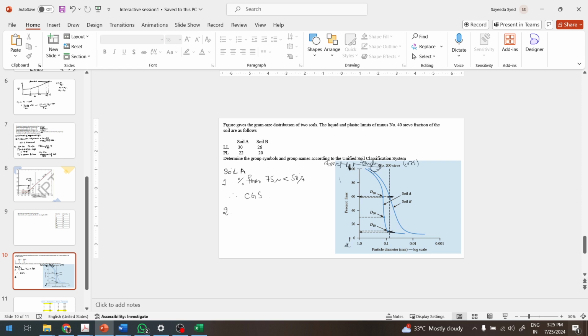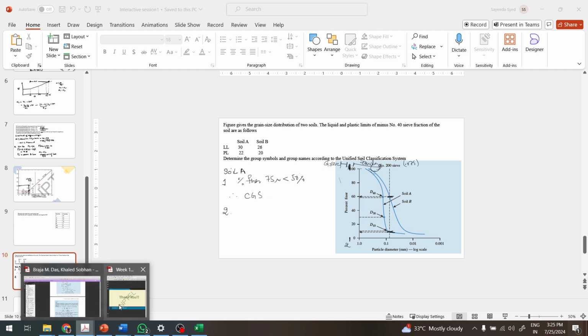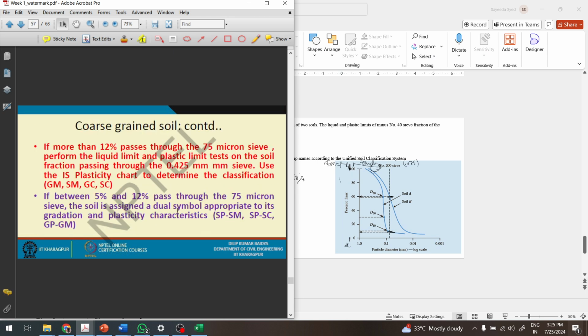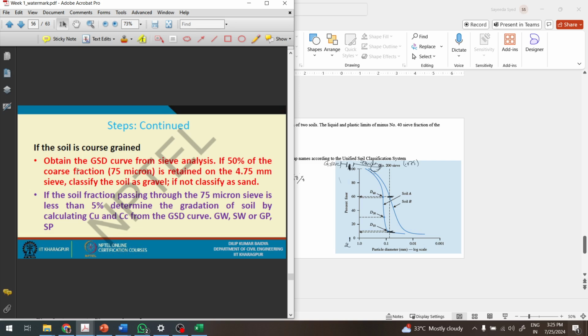If we look at the notes also, after coarse grain soil, you have to determine if it is gravel or if it is sand. If the soil is coarse grain soil, obtain the grain size distribution curve. If 50% of the coarse fraction is retained on the 4.75 sieve, classify the soil as gravel. They have gone with 4.75. Still, it will be the same. Our soil will be sandy.